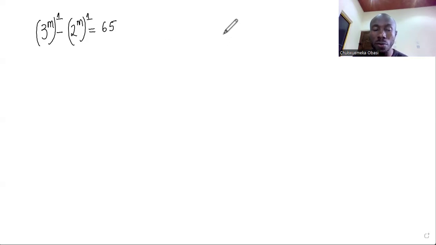Let me quickly show you what the difference of two squares is all about. If I have a squared minus b squared, I can further express these as a minus b times a plus b. That is the difference of two squares. And that is what we are about to apply here. But if you look at this problem, we don't have a square. So how then can we get a square?